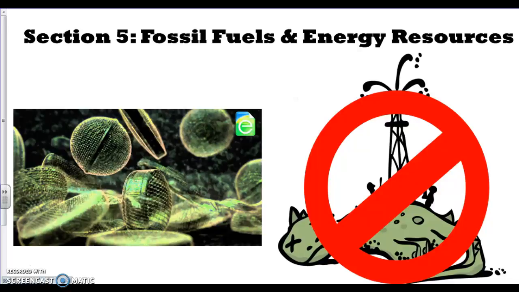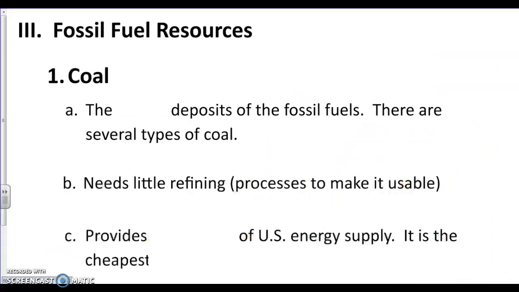Okay, so hopefully you had a chance to finish up the diagrams that you've been assigned, and now you're on to the second part here. What we're going to do now is flip to that third page. We're going to talk about the different resources, coal, petroleum, and natural gas, individually. We'll start off with coal.